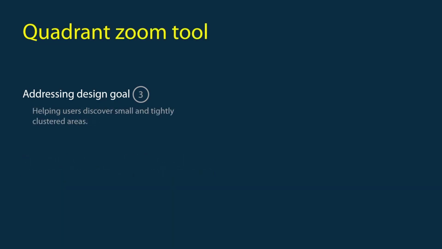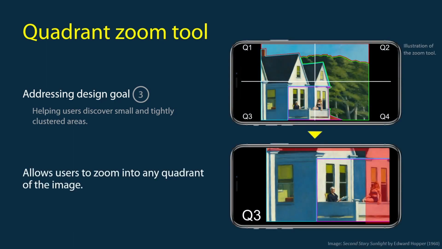Finally, we address design goal 3, helping users discover small and tightly clustered areas. We address this design goal by creating the quadrant zoom tool. The operation of the tool is simple. Users double tap any quadrant of the image to literally zoom into it, and then they can just survey that quadrant as normal.